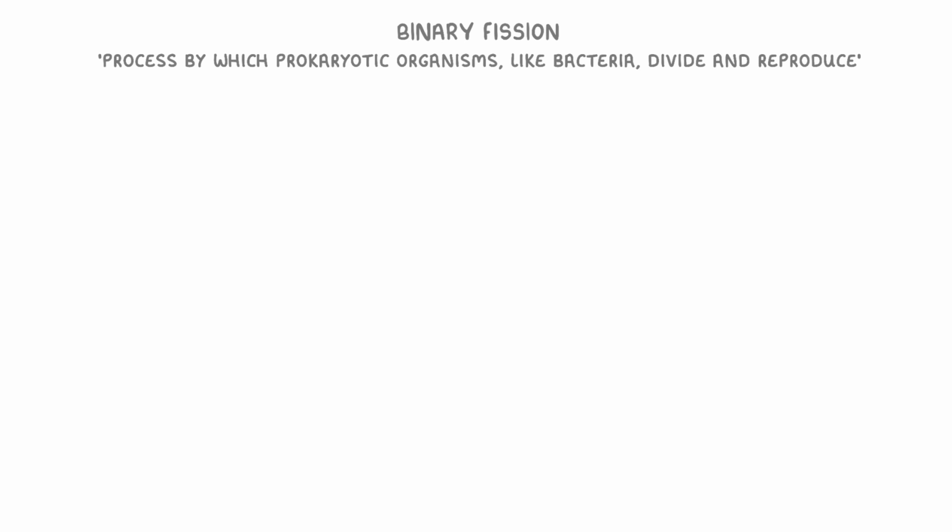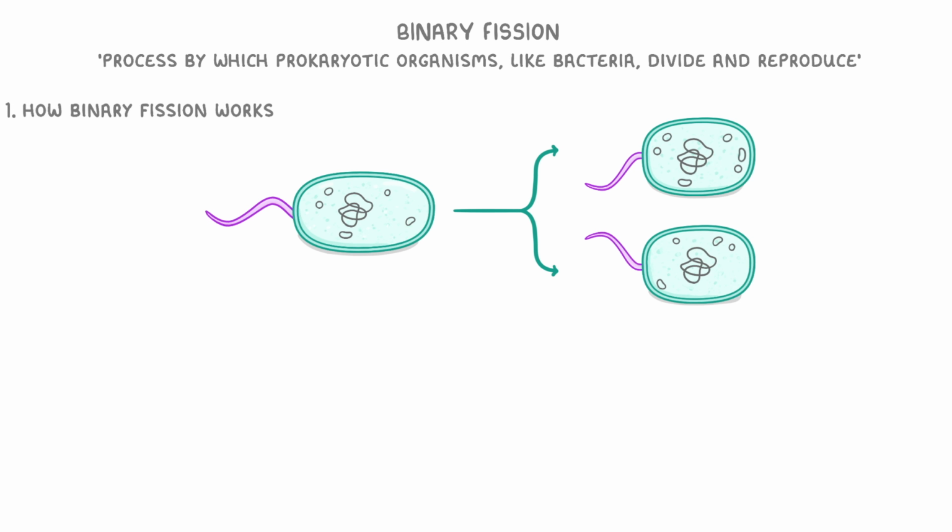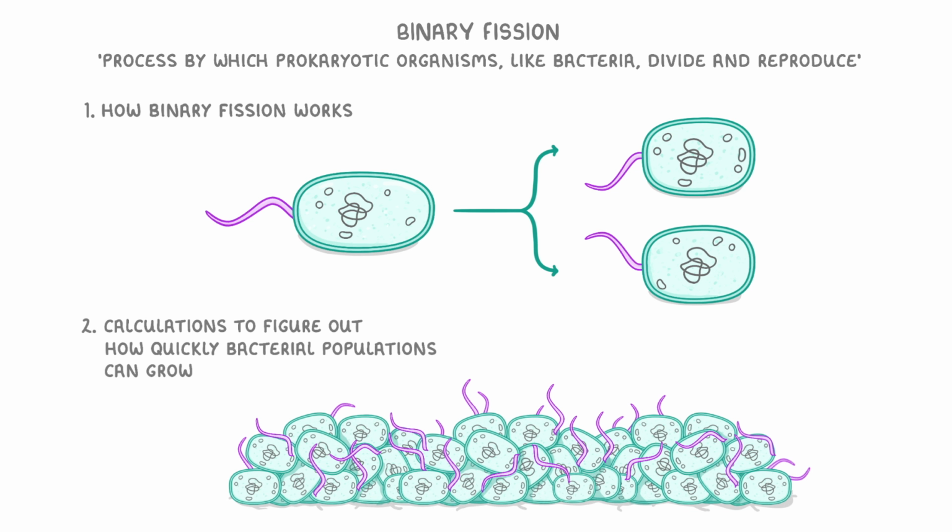In today's video, we're going to run through everything you need to know about binary fission, which is the process by which prokaryotic organisms, like bacteria, divide and reproduce. So we'll cover how binary fission works, and then how to do calculations to figure out how quickly bacterial populations can grow.